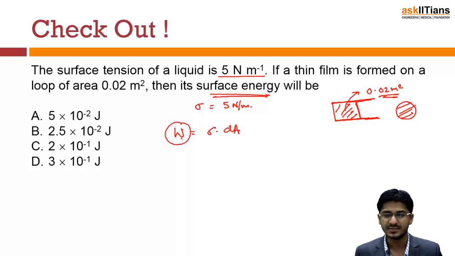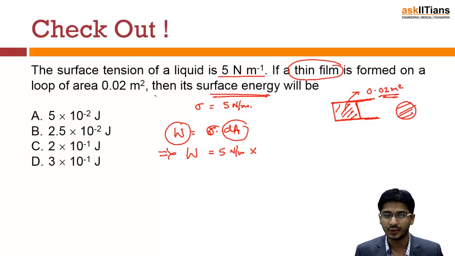Now this work done is being stored as the surface energy. This work done actually becomes the surface energy. Now if you see here, the question asks what will be the surface energy. The surface energy will be the surface tension into the area created. Now what is the area created when this is actually a thin film that is formed on a loop?